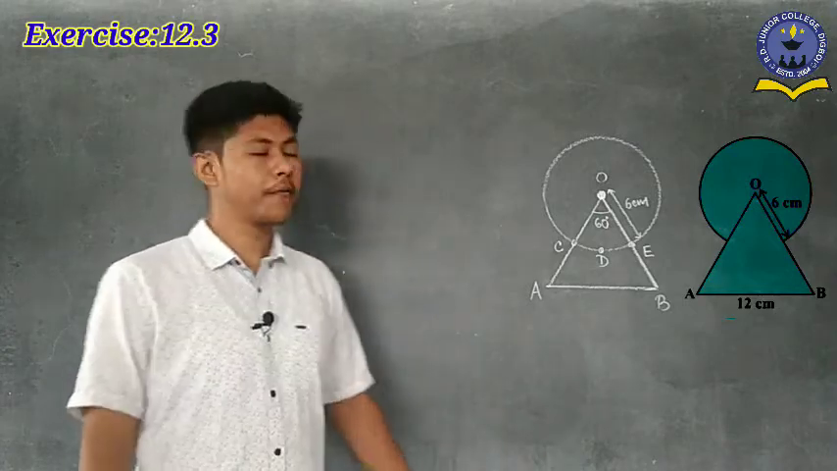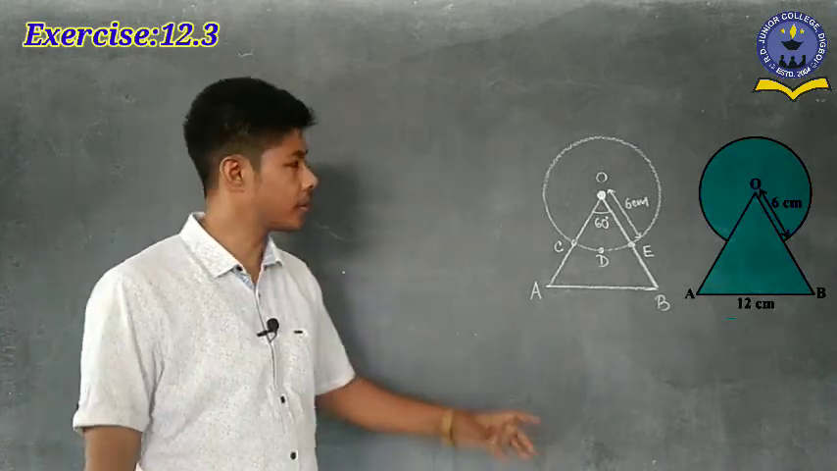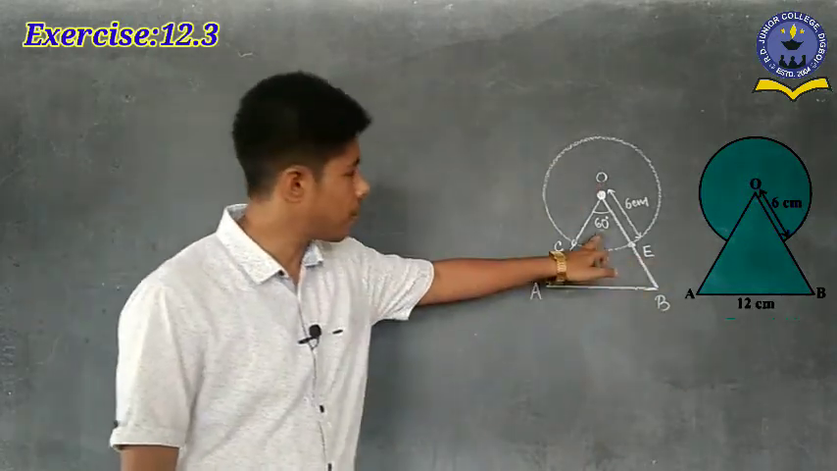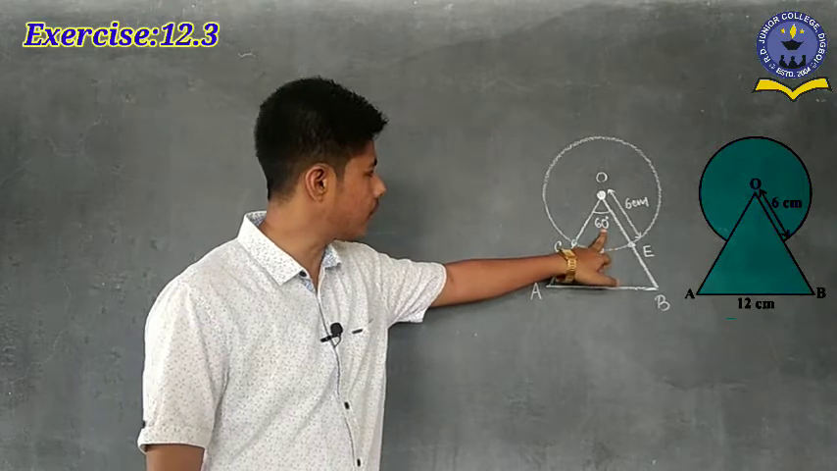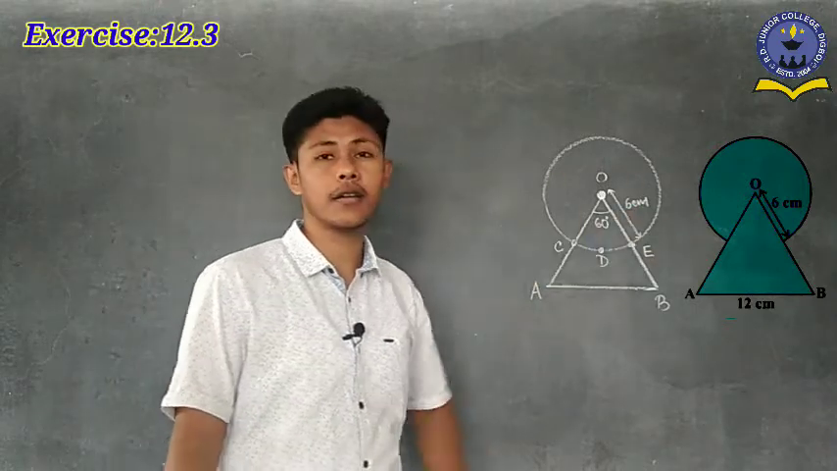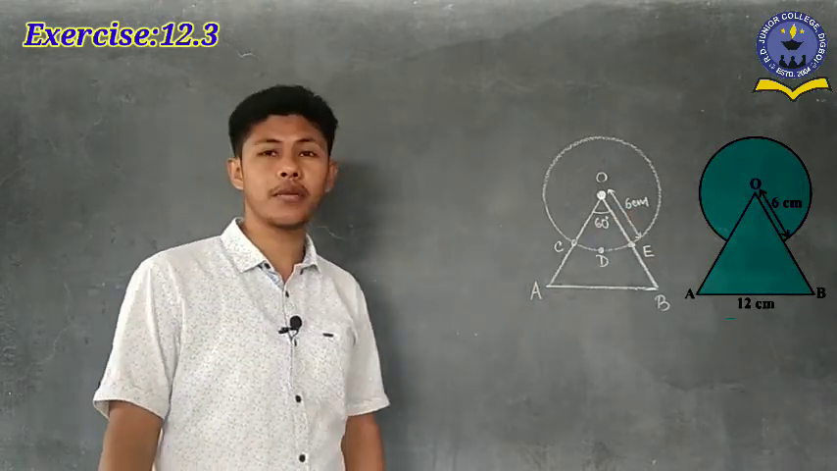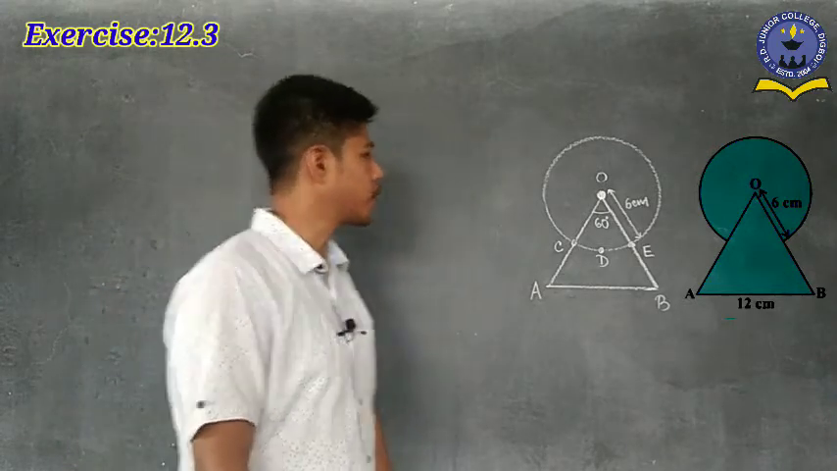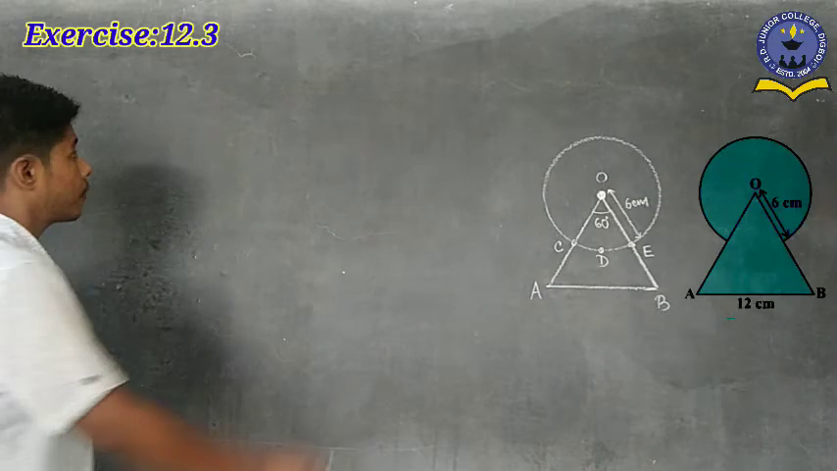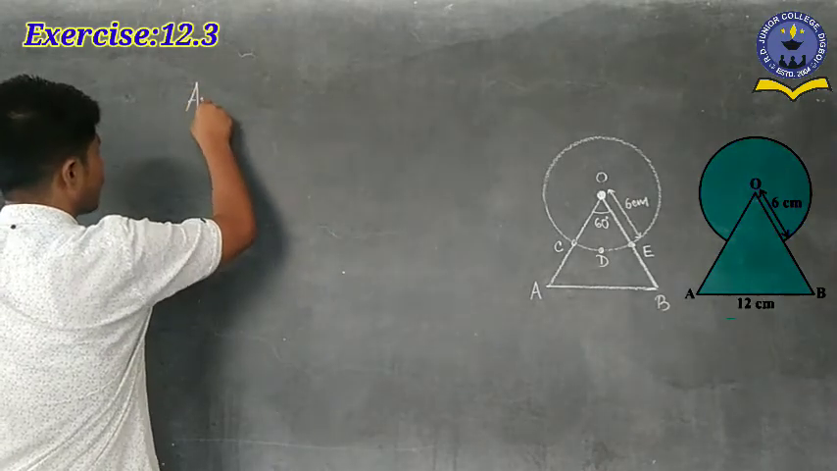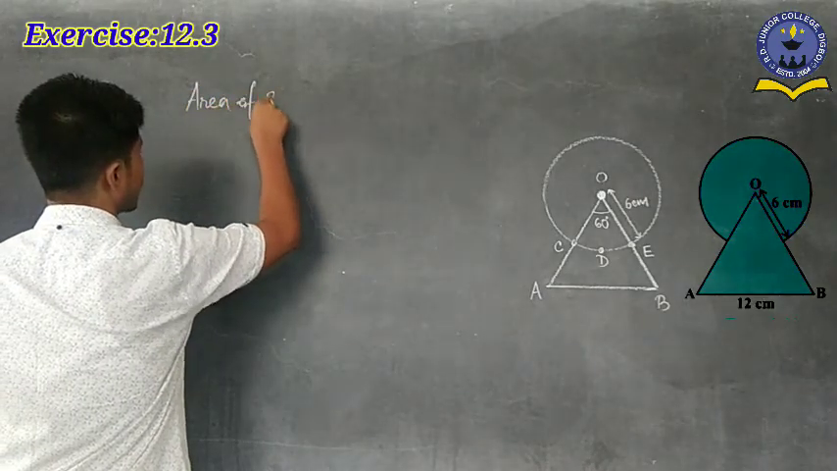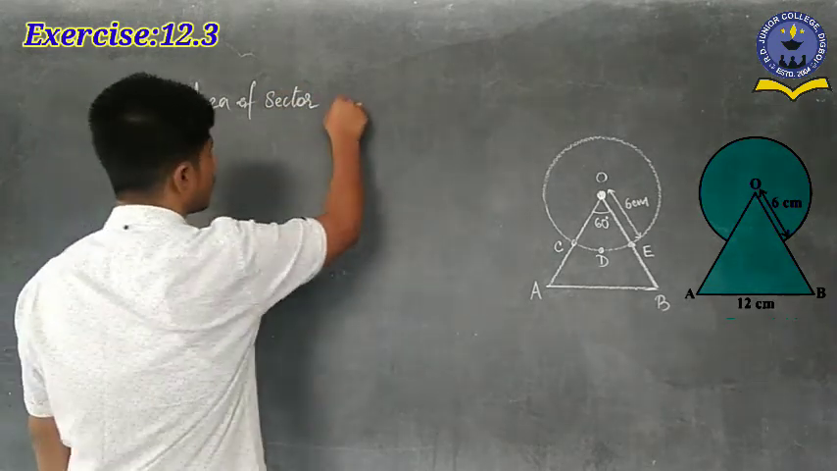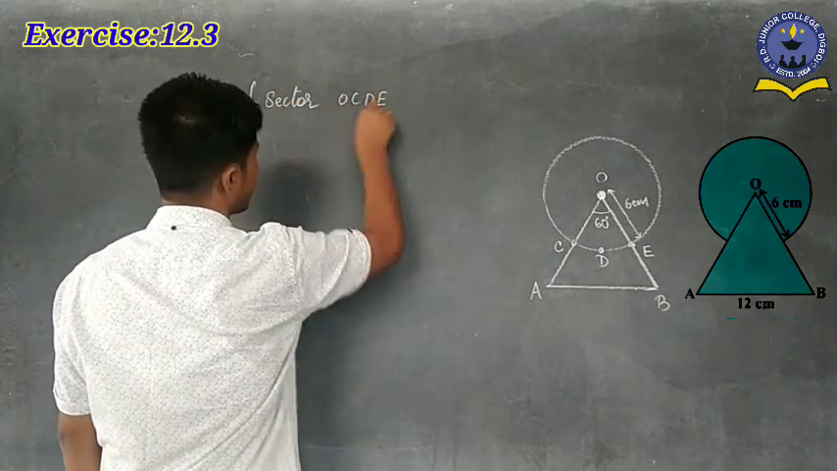If we find out the sector first here, which one is the sector? OCDE. This one is the sector. So if we find out the sector here, the angle is how much? 60 degrees, and the radius is how much? 6 centimeter. So easily we can find out the area of this sector, isn't it? So first of all we have to find out the sector here. So we have to write here, area of sector OCDE.